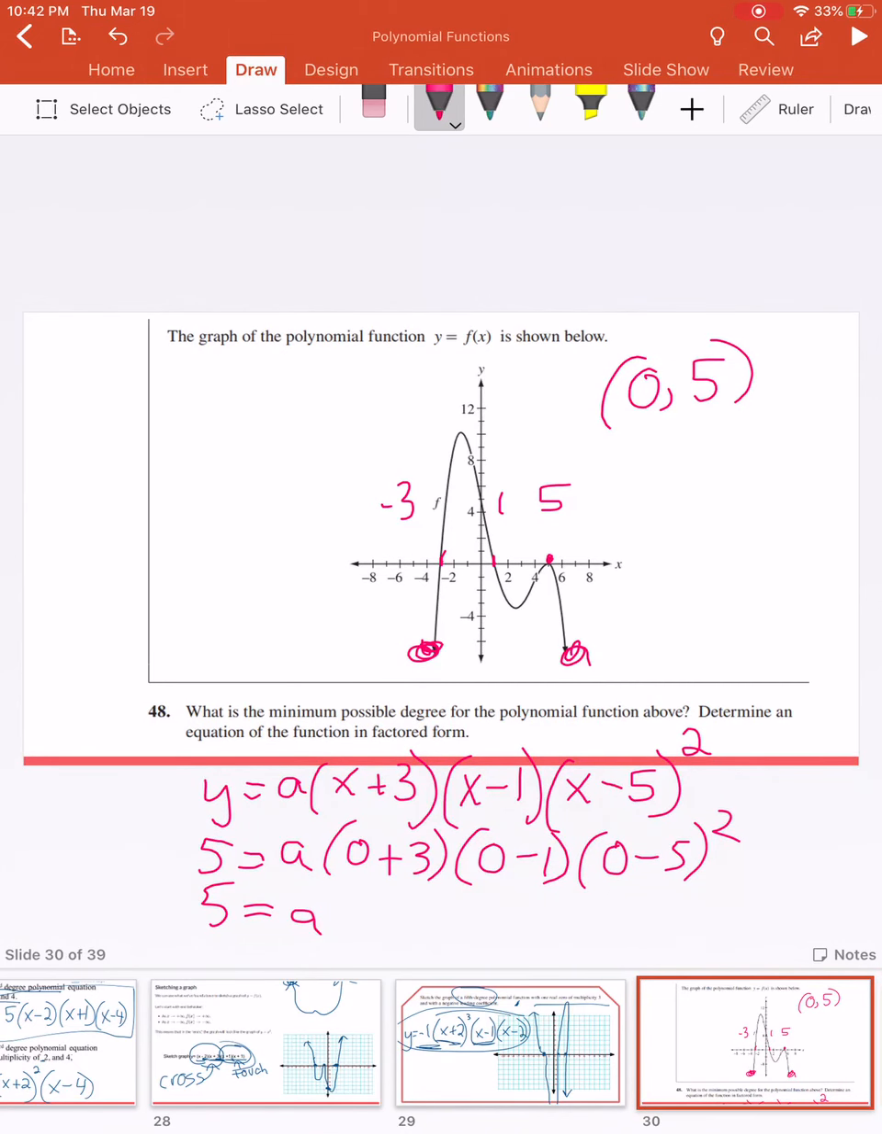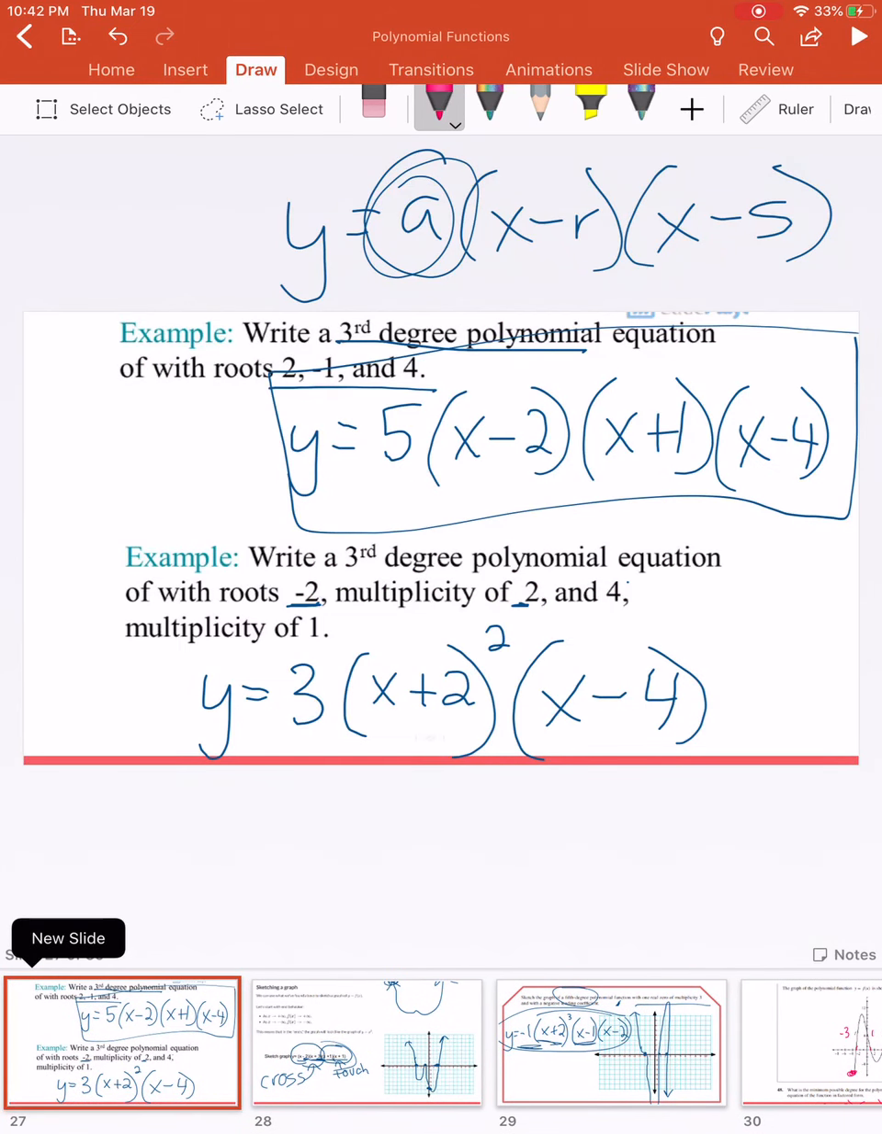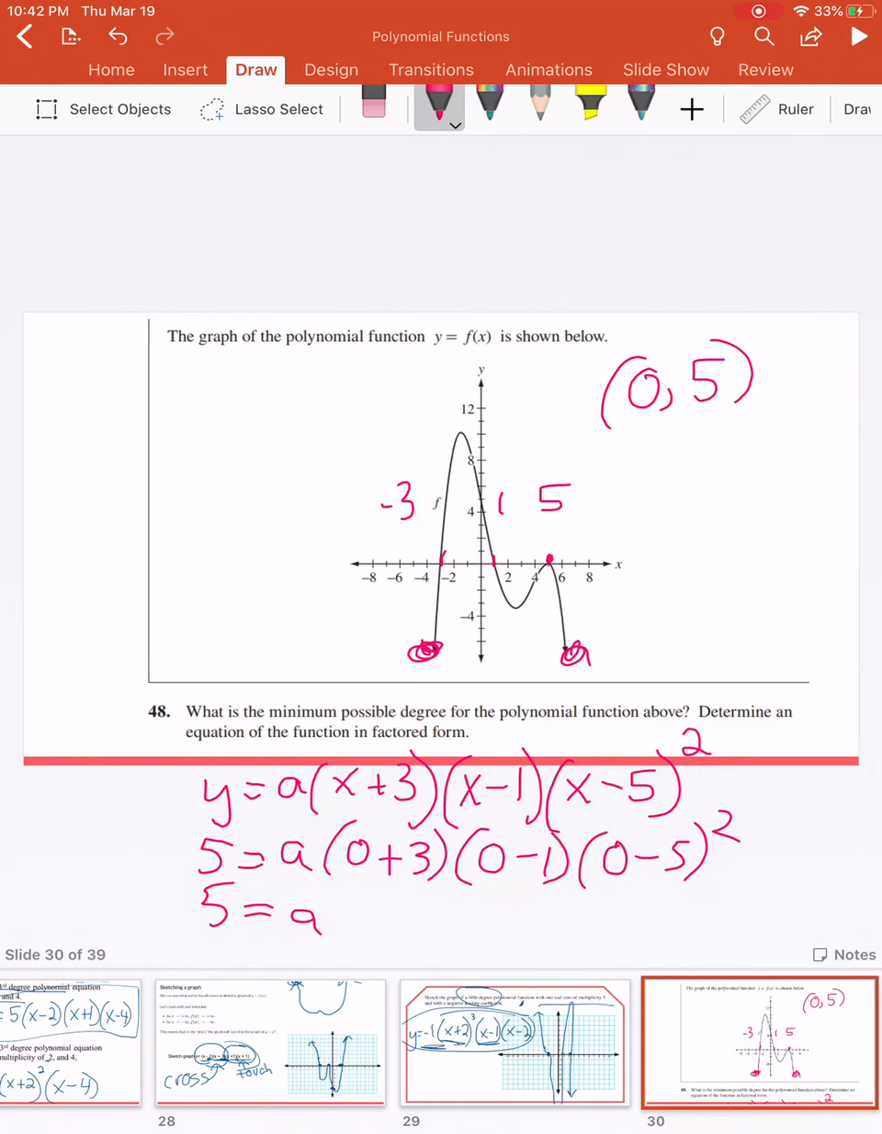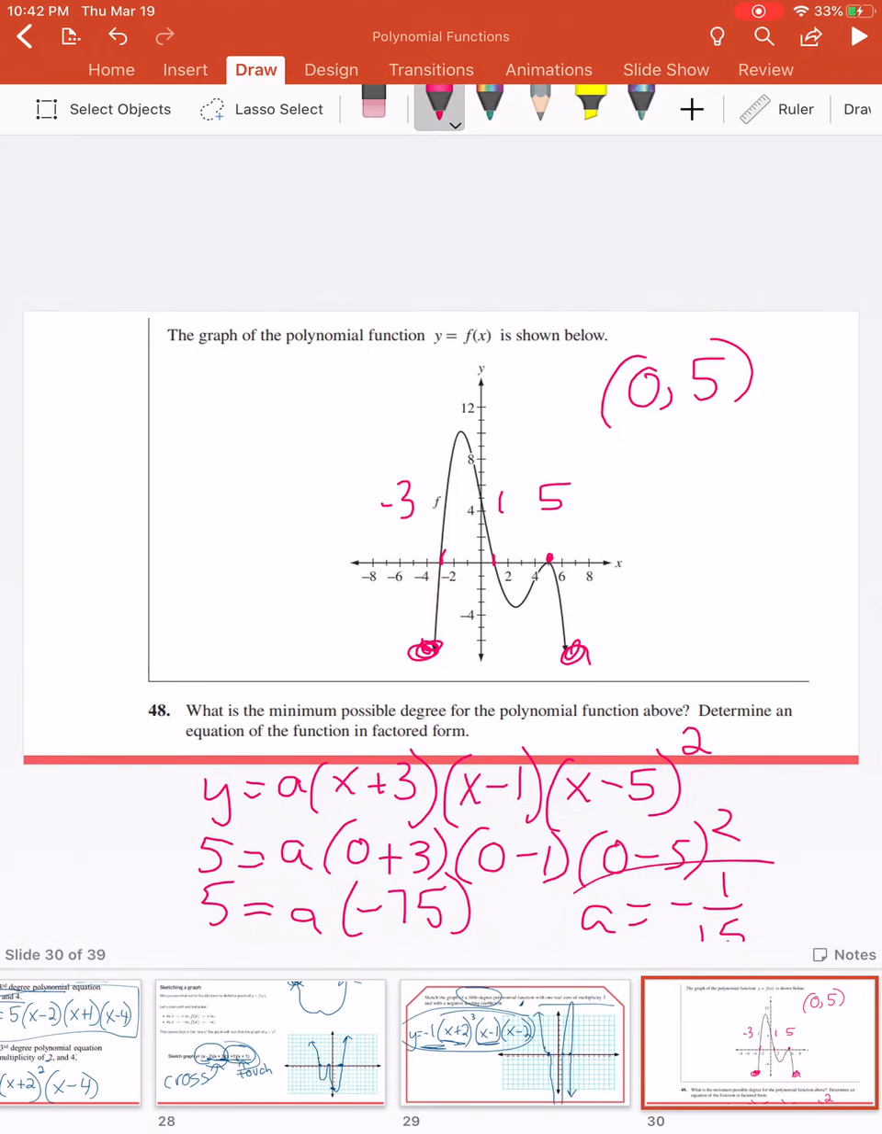So I end up with 3 times -1 times 5 squared. Oops, I accidentally scrolled ahead there. It gives me negative 75. Okay, and then to solve for a, I can just go ahead and divide that negative 75 over, and I'll use math fraction. In lowest terms, my a value is negative 1 over 15. That 15 is hard to see.